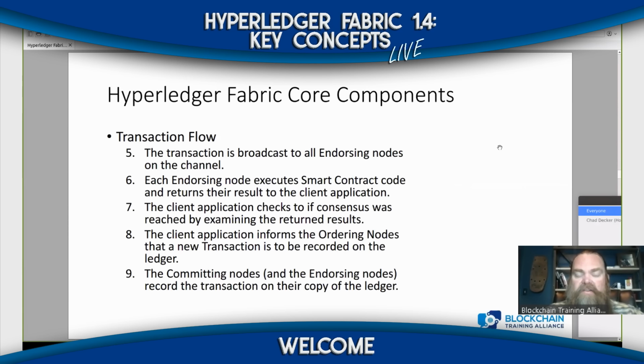If we've reached agreement, if we've reached consensus, well, then our client application is going to tell the ordering nodes that there's a new transaction to be added to the ledger. And at that point, our committing and endorsing nodes are going to go ahead and add that transaction to the ledger. That transaction becomes an official part of the permanent record.